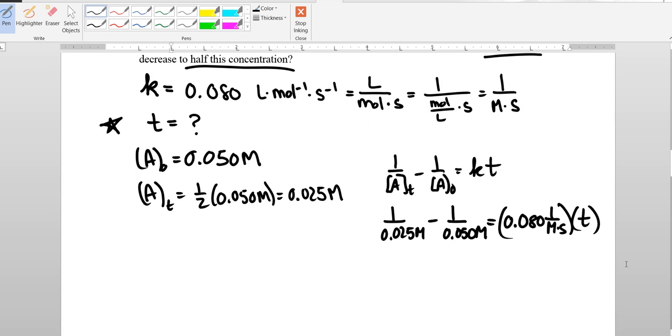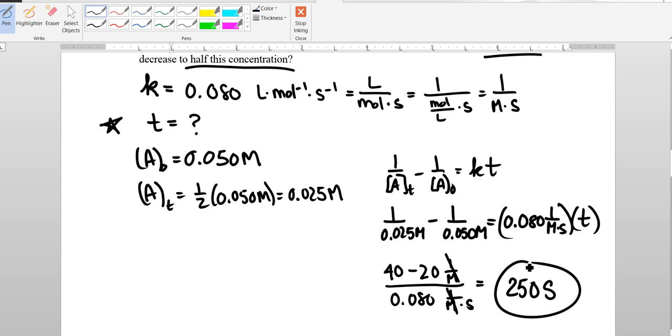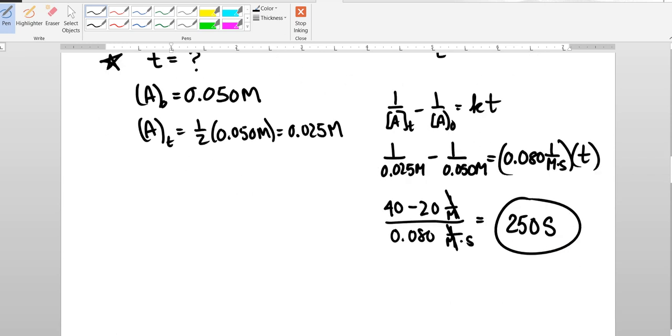And if you plug this in your calculator, 1 over 0.025 is 40. 1 over 0.05 is 20. The units of this number are 1 over molarity. And then you're going to divide that by 0.080, 1 over molarity seconds. Notice how 1 over molarity cancels out. You're left with 1 over seconds, so my answer is just in seconds. And how many seconds? It's 250. So that's how I use a second order integrated rate law.